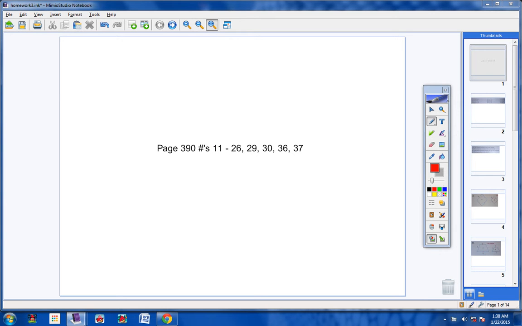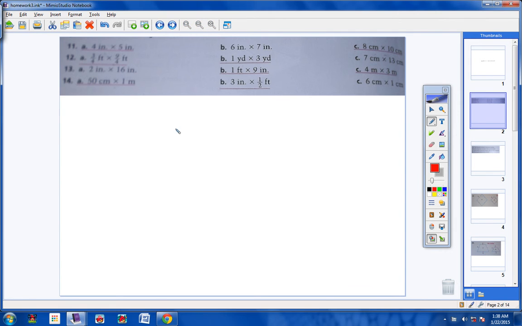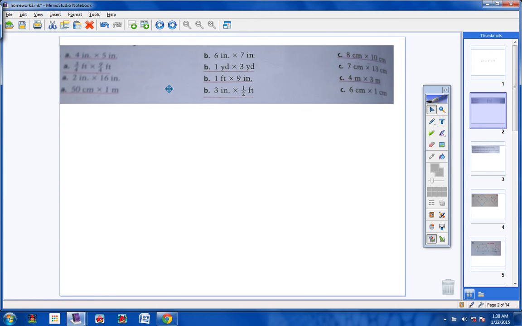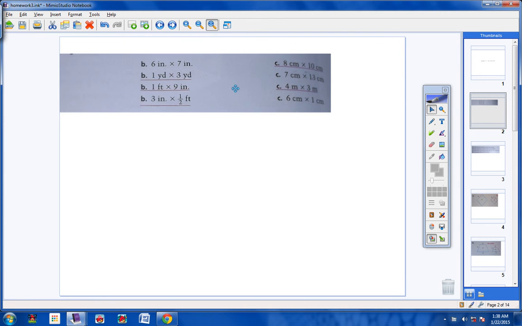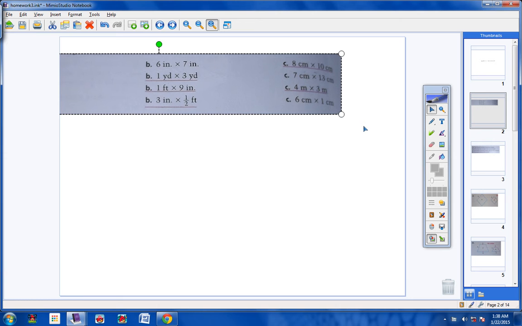90. Let's go ahead and get started. Here we go. First of all, numbers 11 through 14 are a little difficult, but let's see if we can work on these together. Now, let's make these a little bigger, just a little bit. Hopefully we can do that.